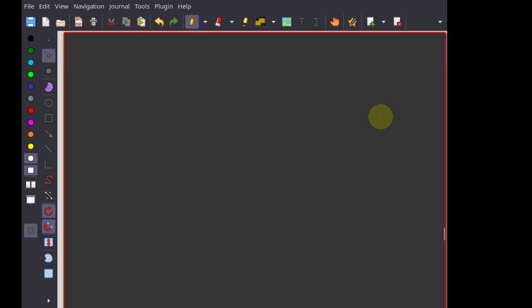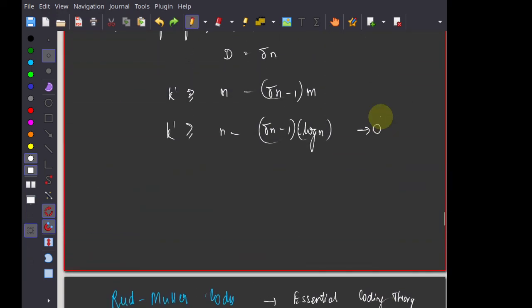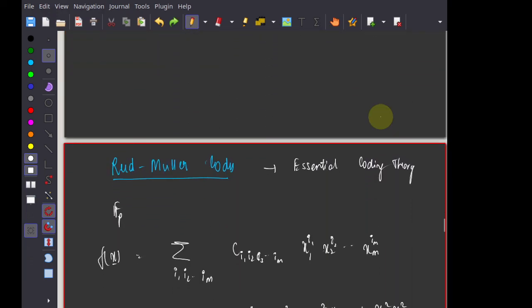A lot of new properties are being proved about Reed-Muller codes. Reed-Muller codes are essentially algebraic in nature. Their distance properties are well studied. But the recent results show that Reed-Muller codes can in fact achieve the capacity of certain channels. In particular, Reed-Muller codes achieve the capacity of the binary erasure channel. That was proved like 3-4 years ago. That's recent.